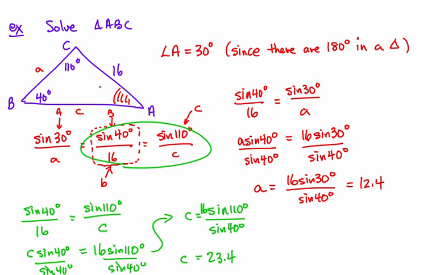And this was 30 degrees, so that's the smallest angle. A should be the smallest side. So is 12.4 the smallest side? Okay, well, it looks like it's smaller than 16. And 40 will result in 16, that's the middle, and then the biggest angle should result in the biggest side, and that's 23.4. So a quick little check there. Everything looks like it's okay. Let's move on to another example.